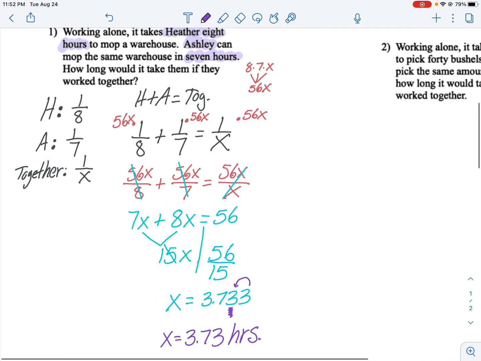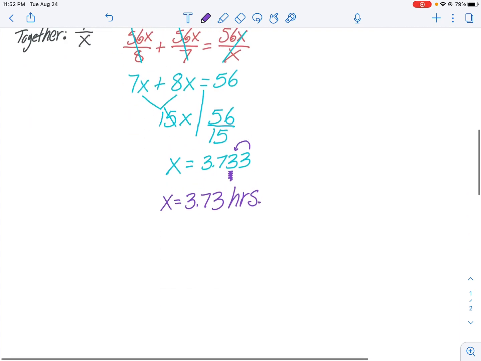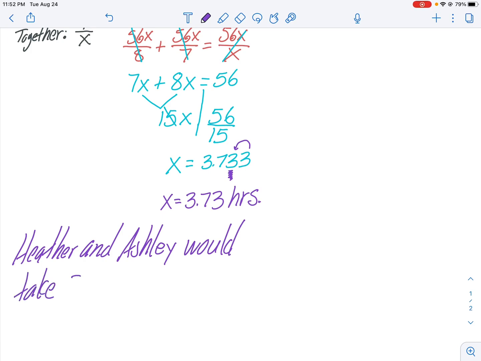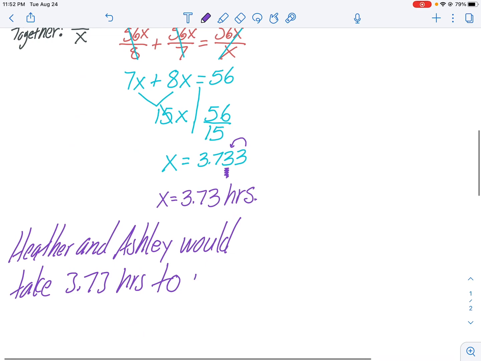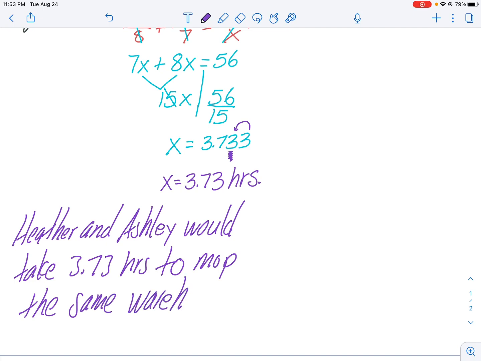So our final statement, because this is a word problem, you must give a final statement. Heather and Ashley, you would say Heather and Ashley would take 3.73 hours to, is it mopping? Yes, to mop the same warehouse. There you go. Look at that.